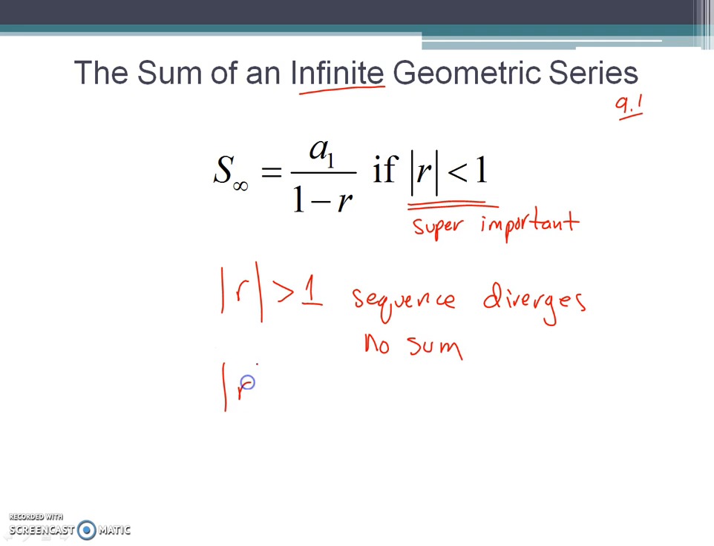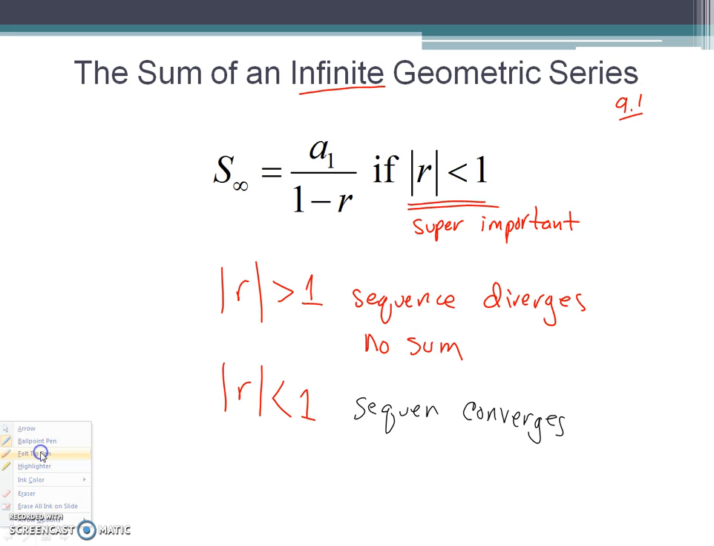But, as I said, if r is less than 1, the absolute value, of course, could be negative, but the absolute value of r is less than 1, the sequence converges. Converges being the opposite of diverges. In other words, it comes together and makes a sum possible. So let's check out how this works.